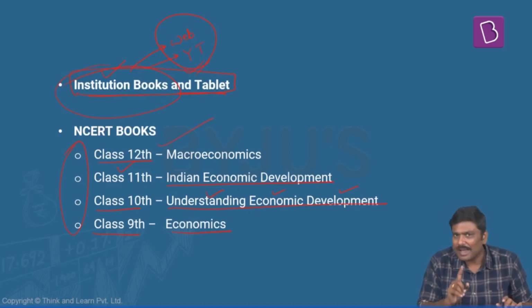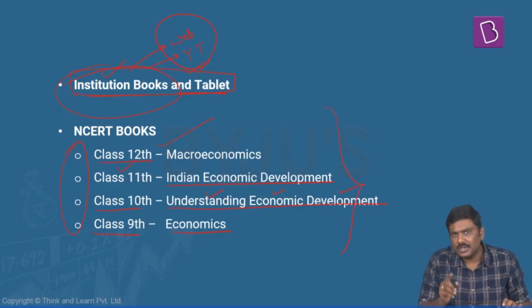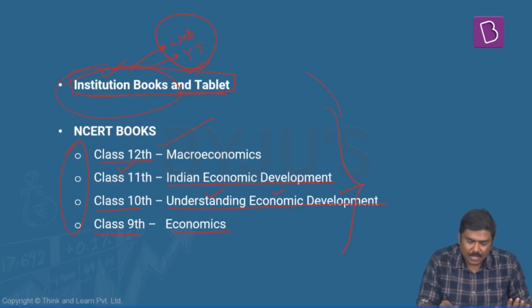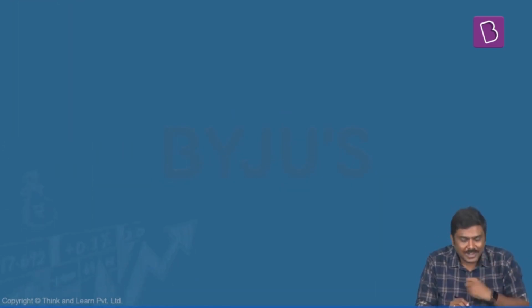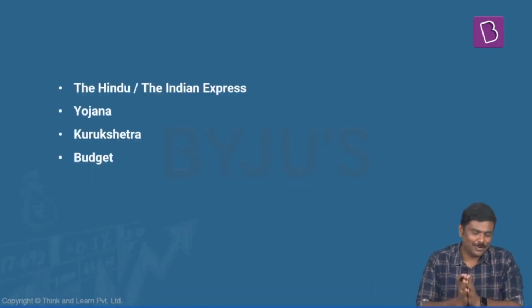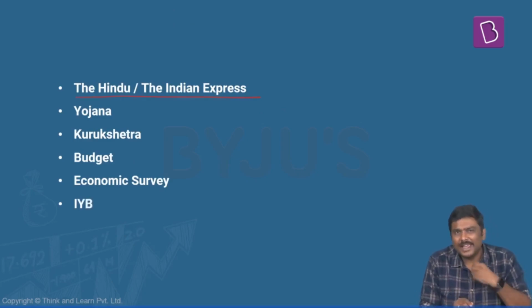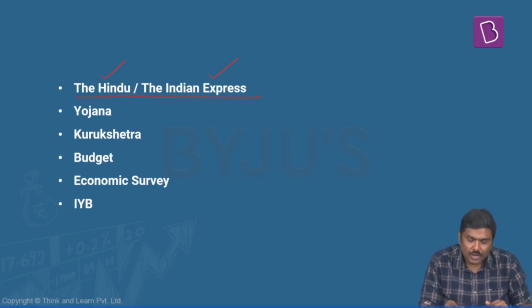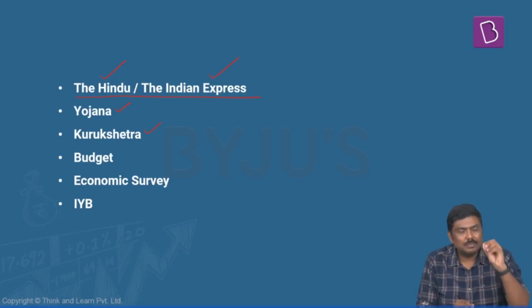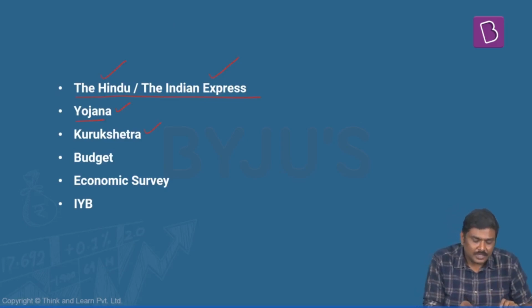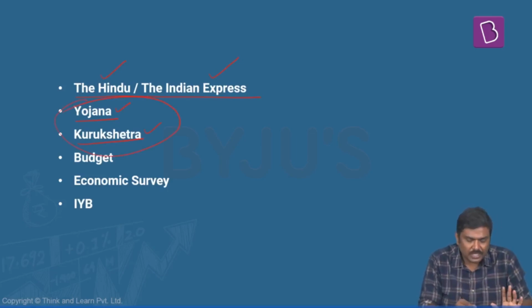So from class 12th, macroeconomics is more than sufficient with respect to the static part. What about the dynamic aspect of the Indian economy? These are the references. Please read one national daily, either The Hindu or Indian Express. Along with this, there are 2 magazines published monthly by the government, that is Yojana as well as Kurukshetra. Please ensure that you are up to date with the reading of these magazines.